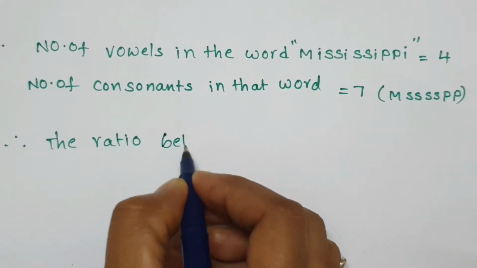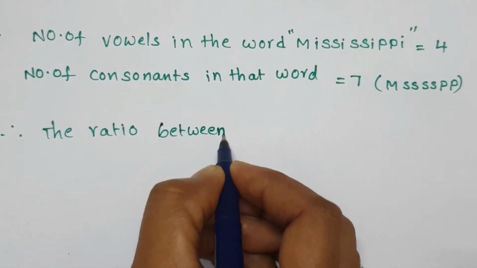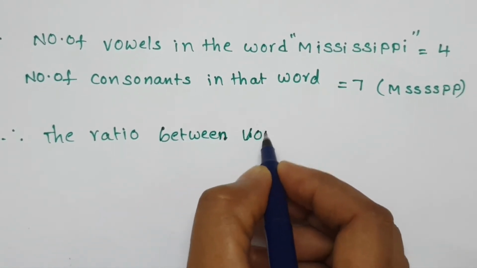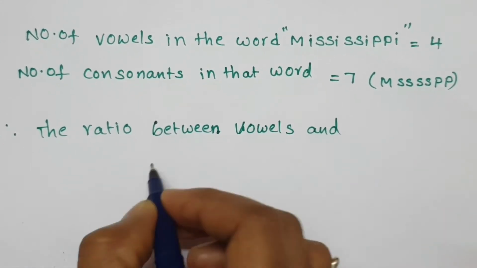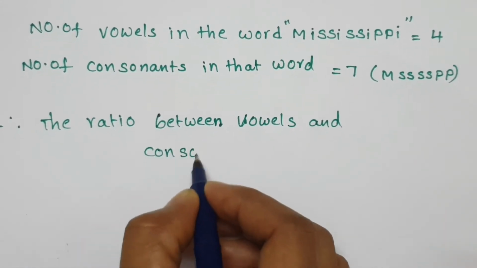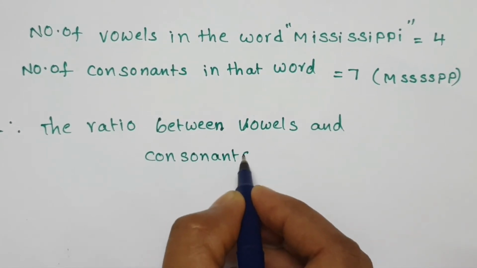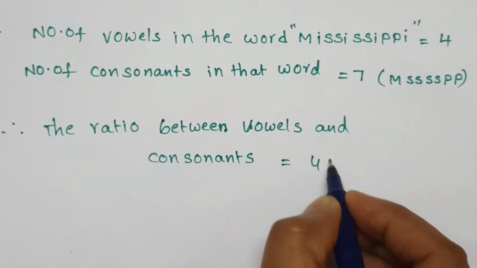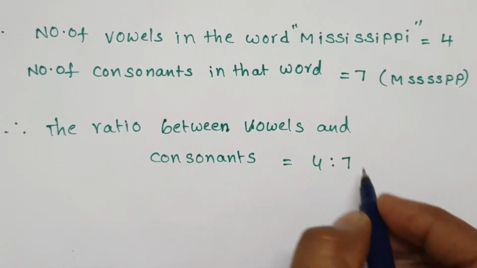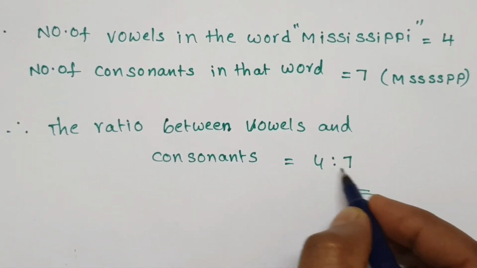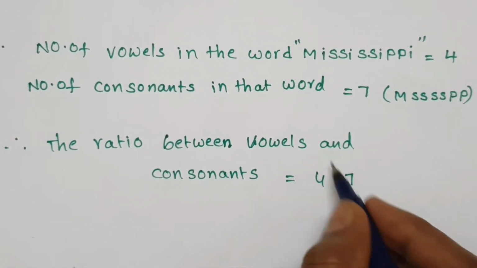Now the ratio between vowels and consonants equal to 4:7. Here 4:7. There is no cancellation, so simplest form. Up to here only, understand. Answer.